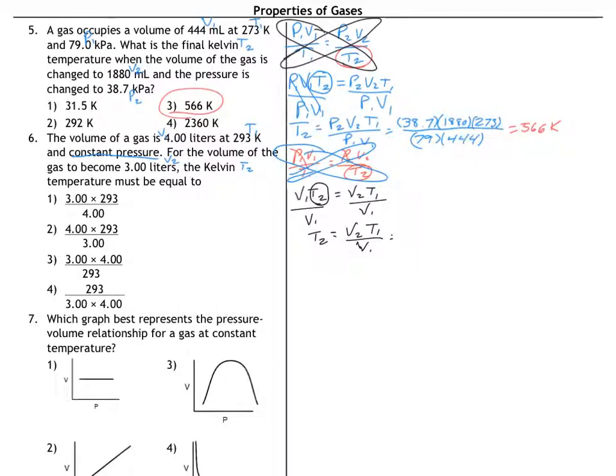So now we substitute. So V2 is 3. T1 was 293. And V1 is 4. I can see now when I look at the answer choices that they don't actually want an answer, they just want something that's algebraically equivalent to this. And looking at them closely, I think the answer that makes the most sense is choice number 1.